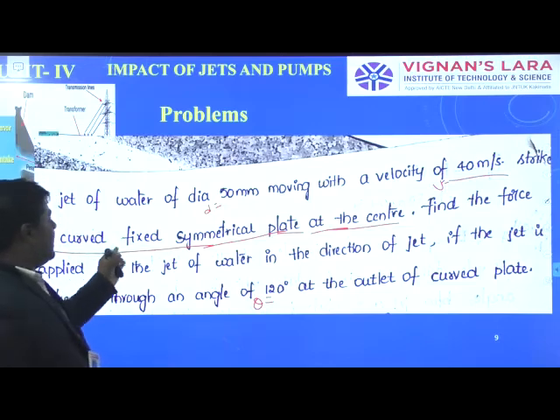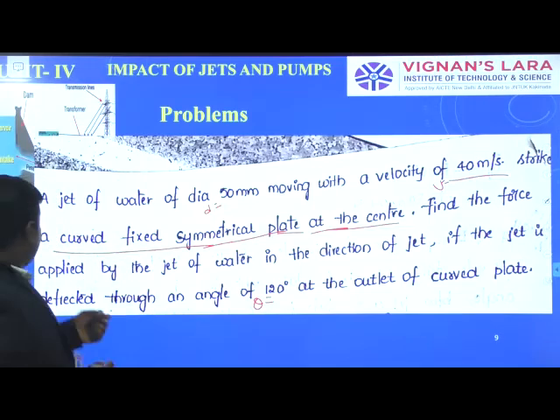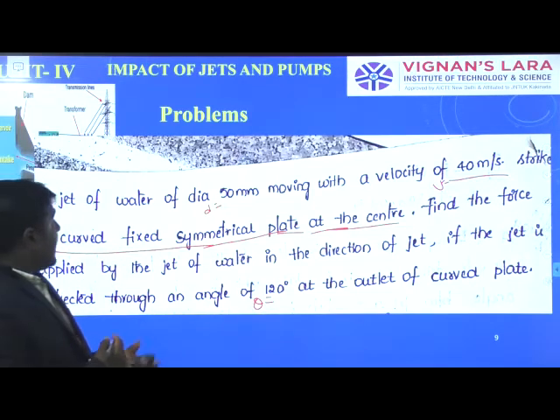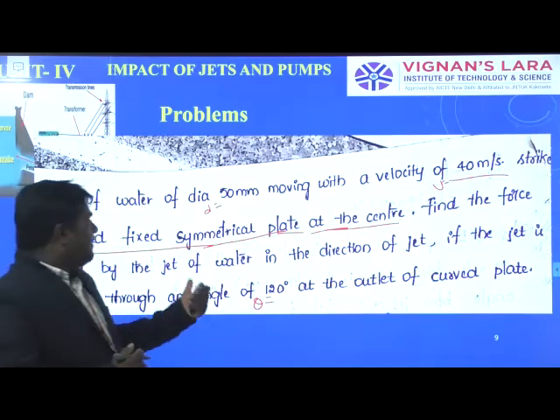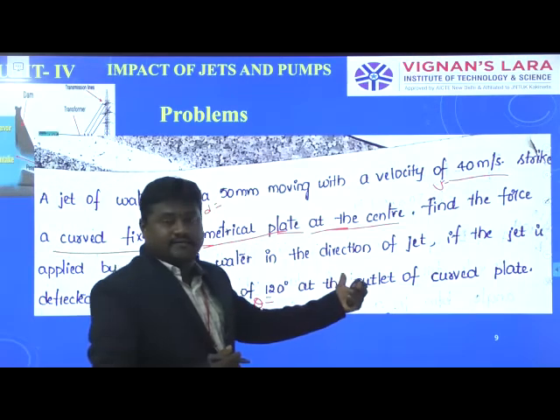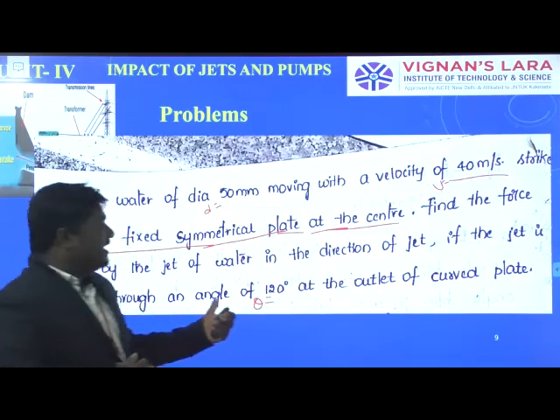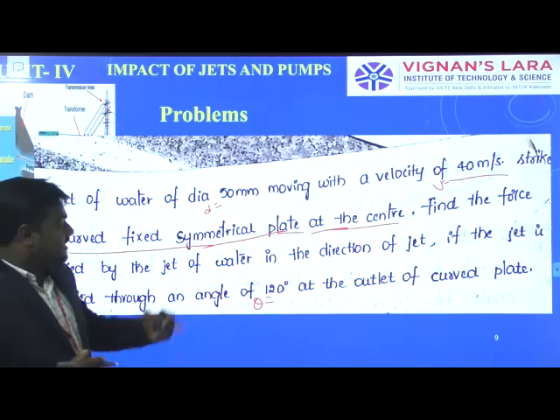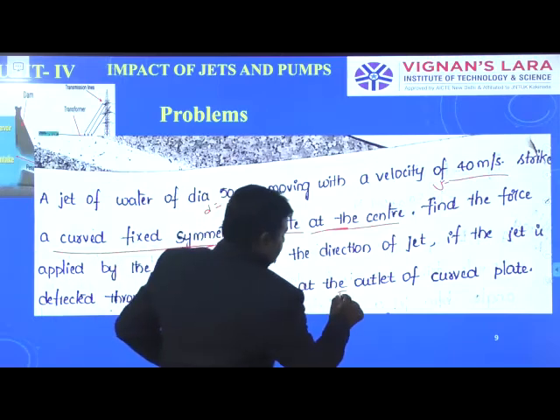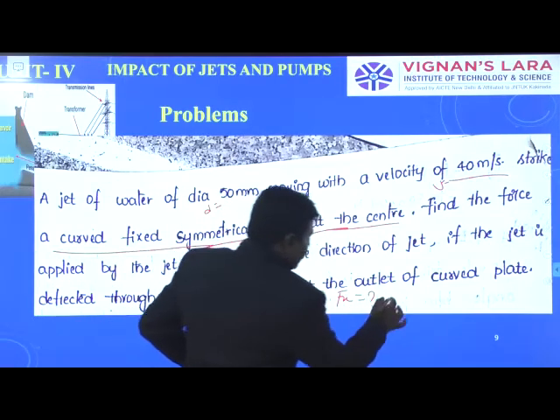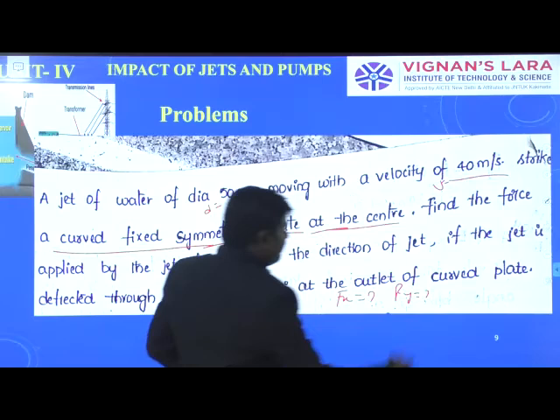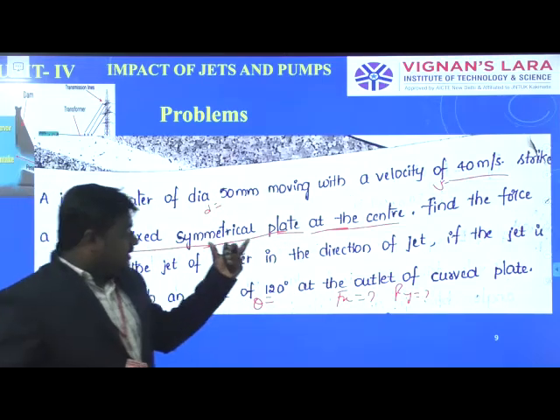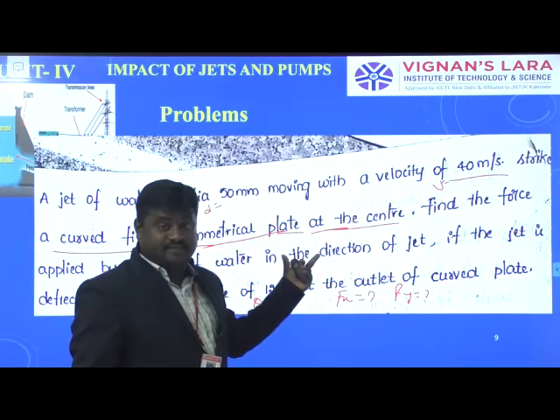First we have to read that problem. A jet of water of diameter and velocity are given. We want to find the forces exerted by the jet on the plate. Then we have to find the value of Fx and then the Fy value. We know the formulas of Fx and Fy, I already explained in the previous slides.